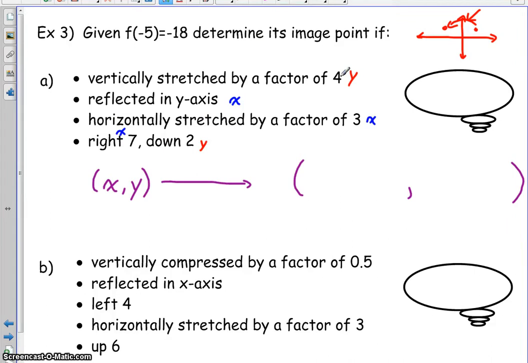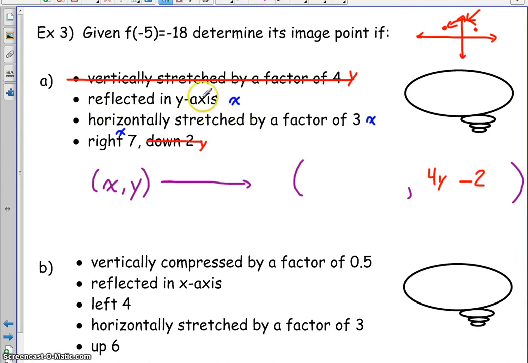So again, we just need to look at applying these transformations in the correct order to create the mapping rule. So let's start with y. With y, we're vertically stretched by a factor of 4, so that's going to give me 4y. Okay, so that one's done. And then the next thing that happens to y is down 2, which means I'm going to subtract 2. So the y part of my mapping rule is just 4y minus 2.